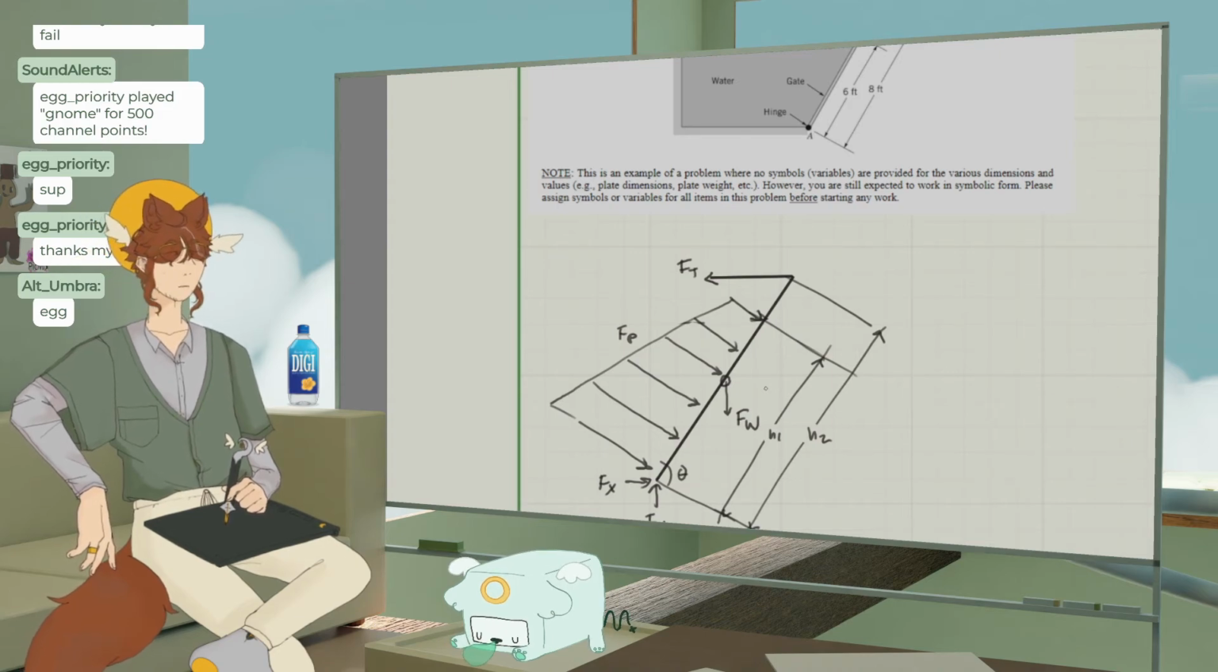Now he's always going on about a reasonable, good coordinate system. What do we think? Bottom of the gate? I'm kind of down for bottom of the gate. But that means that when we integrate, we're gonna be integrating up.